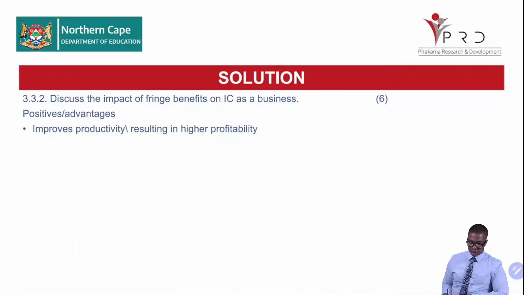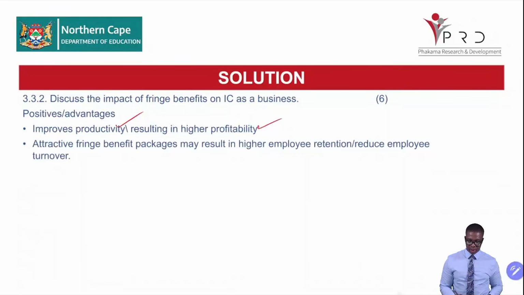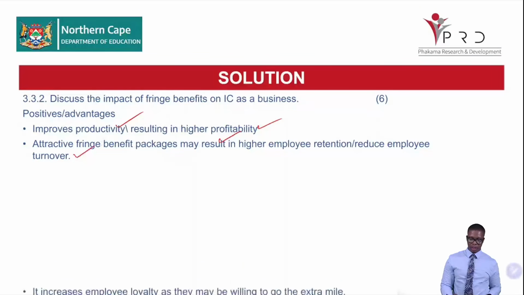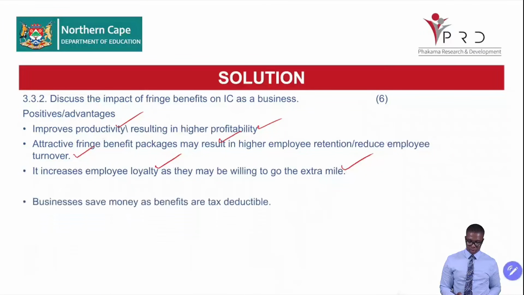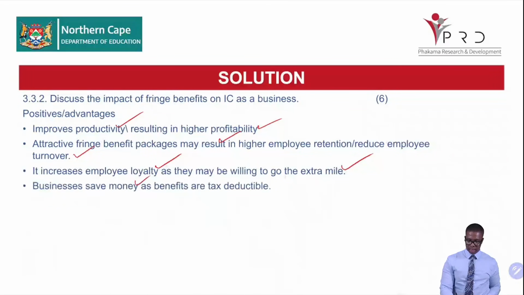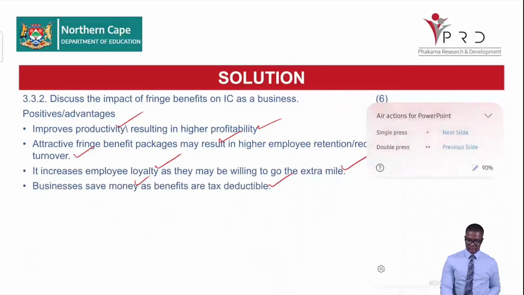What are the positives? If employees are given benefits such as medical aid, pension fund, and housing allowance, it improves productivity, resulting in higher profitability. Then another one, attractive fringe benefits packages may result in higher employee retention and will reduce employees' turnover. And it increases employees' loyalty as they will be going an extra mile. Then another one is the business saves money as benefits are tax deductible.